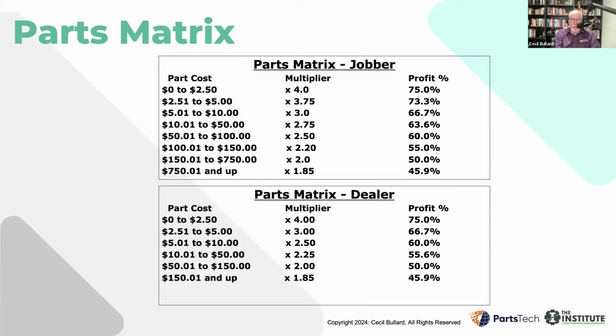When you think about what a typical shop might do, say $800,000 and about half of that is parts, about $400,000. If I'm off by 10%, if I'm at 48 instead of 58, that costs me $40,000. And that's the $40,000 that we're talking about.